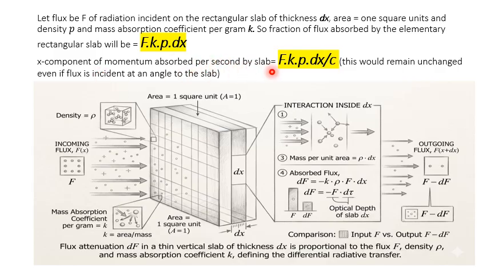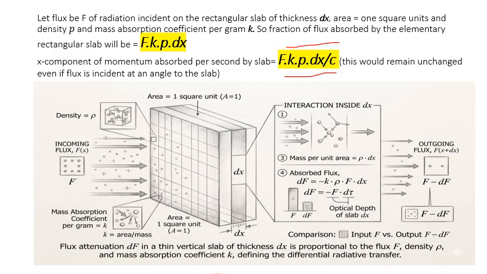Momentum absorbed per second by the slab is given by F kappa rho dx upon C. You have to consider one assumption: the flux is coming straight towards the rectangular slab, but if it was coming at an angle, it would also have the same value. Why? You have to research about it. Why will it have the same value even if the incoming flux is at an angle to the rectangular slab?